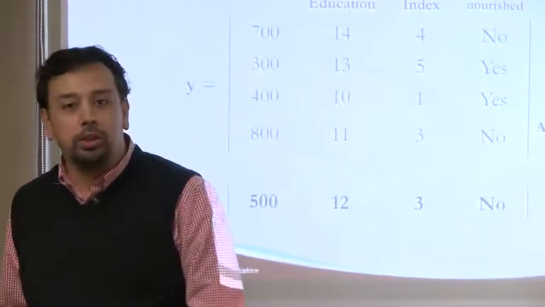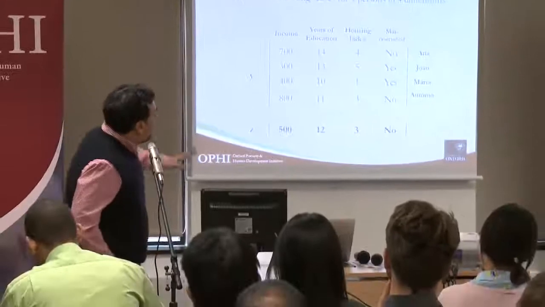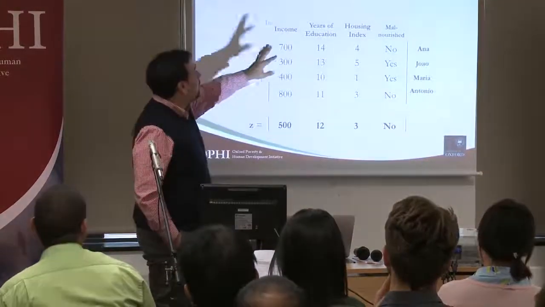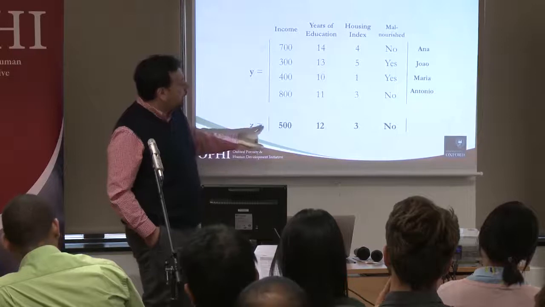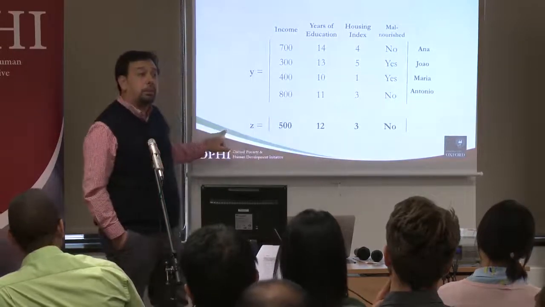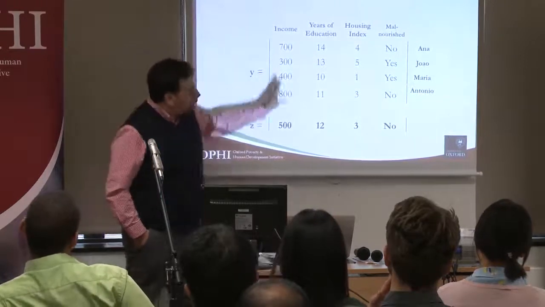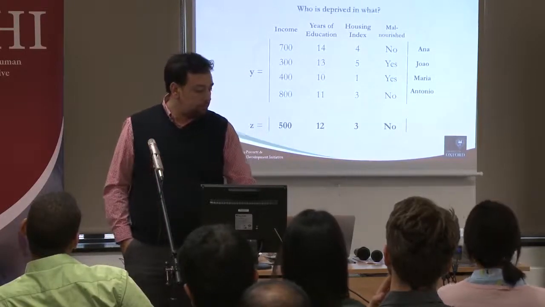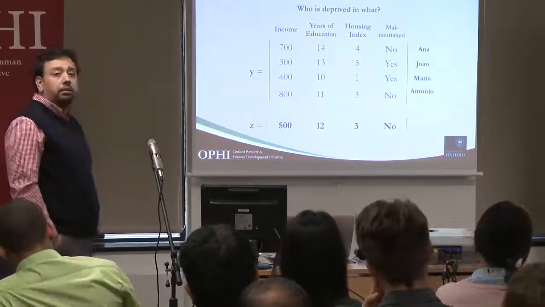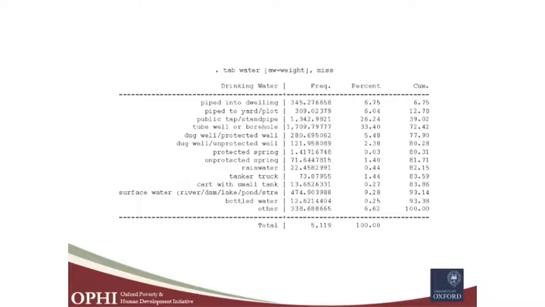And we have four individuals, in this case Ana, Joao, Maria, Antonio. And we have different achievements in income, education, housing index, malnourished. And for each one of these indicators, we have deprivation cutoffs. What was the first step? Who is deprived? We went to Stata and we saw something like this: tap water with weights and everything, and we saw, oh, we have people with pipe water, tap water, and so on.